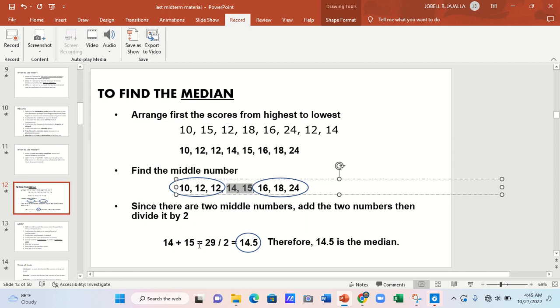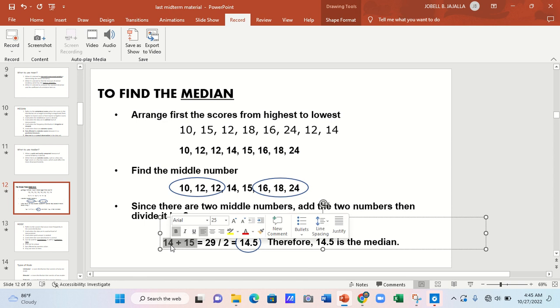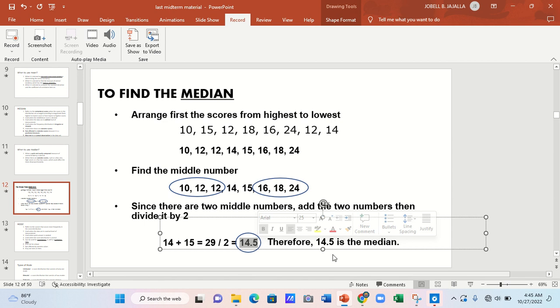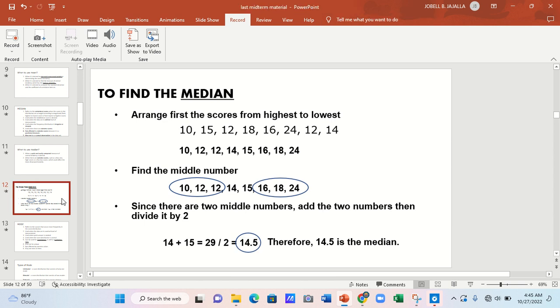All we have to do is add the two middle numbers, the numbers in the middle, and then divide by 2. So, therefore, the median for this given set of data is 14.5. This is what we consider as the median. So, the median is easy, class.